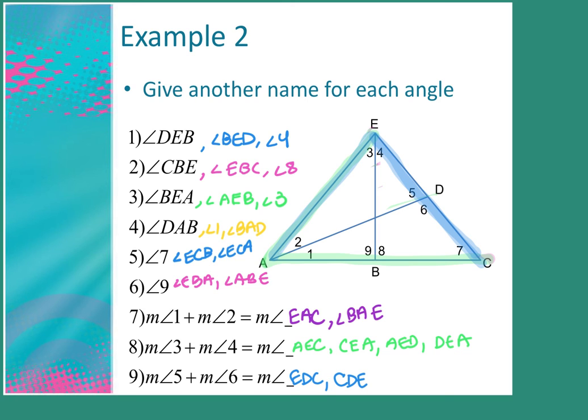We call it CBD, angle 1 and 2. What did you say? Angle 7? Could you call it CBD? No, because C has to be the middle. It has to be the vertex. CBD would be angle 8. You see what I'm saying? The C has to be the vertex.